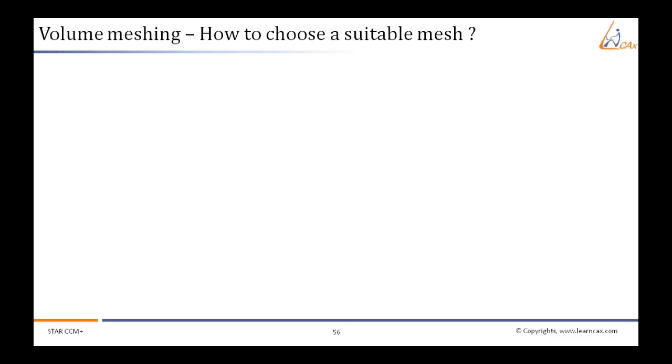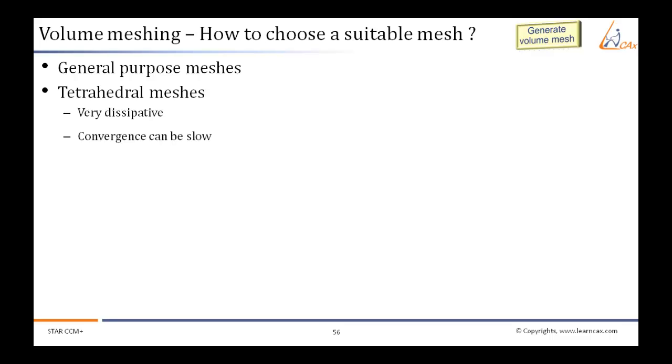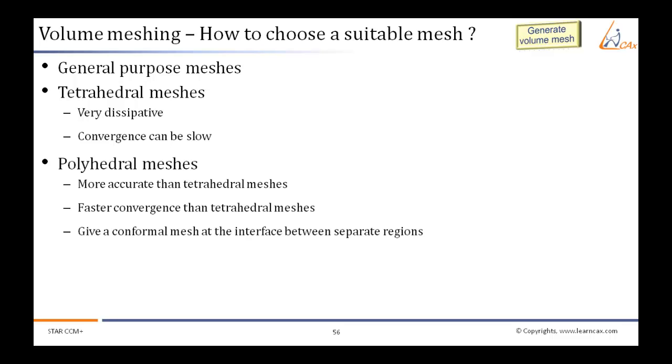What are the different types of volume mesh and how to choose the volume mesh suitable for the current application? Here are some merits and demerits of different mesh types. We will focus only on general purpose meshes right now. First is tetrahedral meshes. These are very dissipative and convergence can be slow. Then the polyhedral meshes. These produce more accurate results than tetrahedral meshes. There is also faster convergence than tetrahedral meshes. We can also give a conformal mesh at the interface between separate regions.